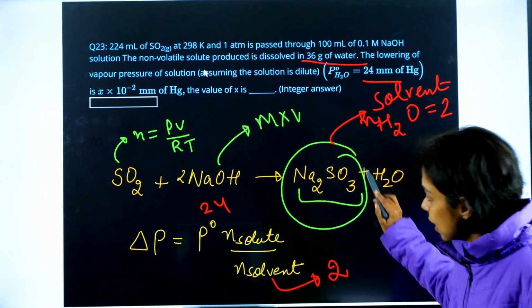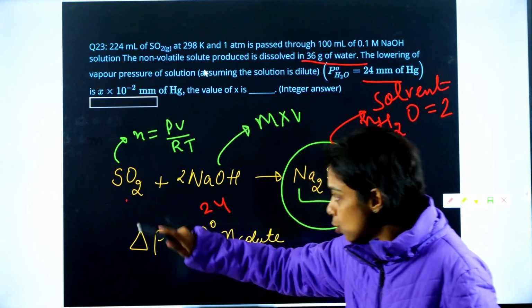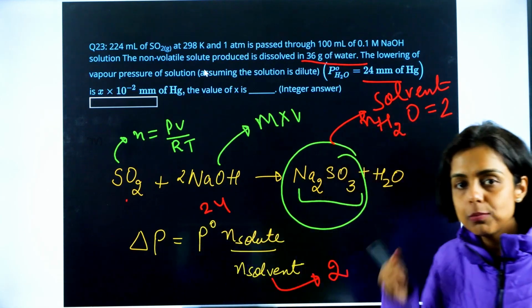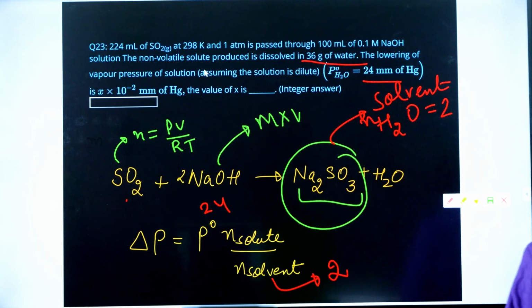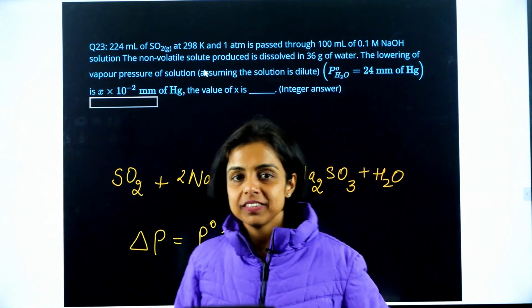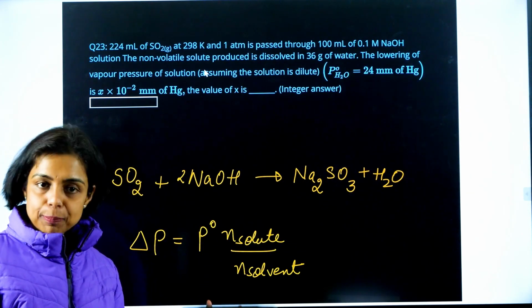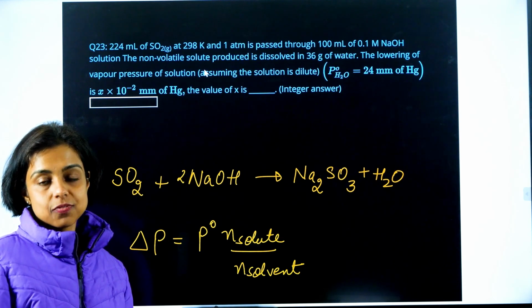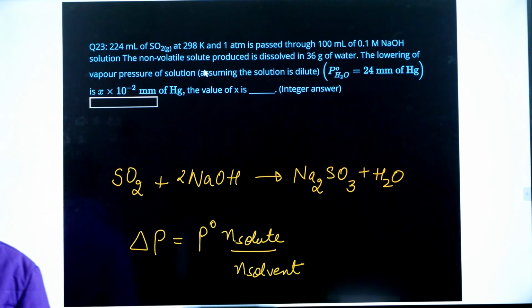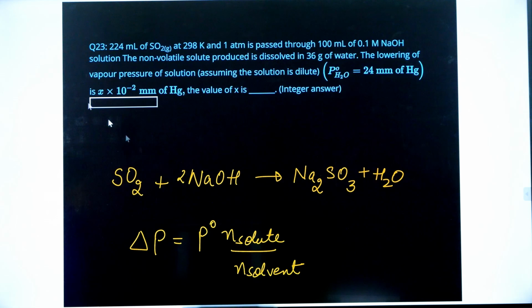Moles of solute you can calculate from this equation. You know 1 mole of SO2 reacts with 2 moles of NaOH. So how many moles of Na2SO3 will be formed? So you can easily calculate these two things, basic stoichiometry and RLVP. Very important colligative properties. Very important all the expressions, right? So guys, I hope you did it right.